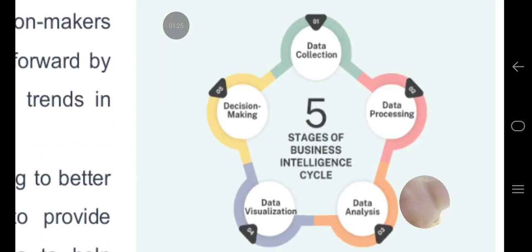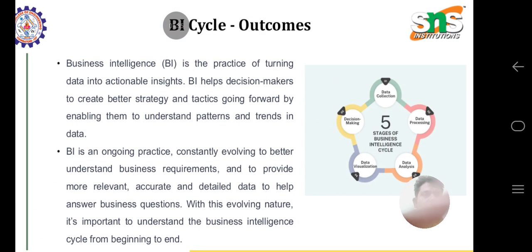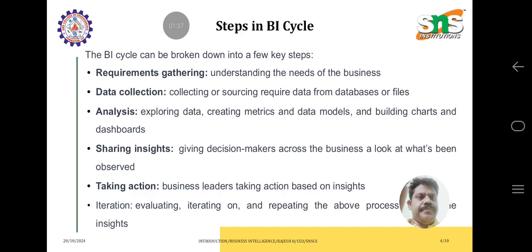If you look at the diagram, you can see the 5 stages in the business intelligence cycle: data collection, data processing, data analysis, data visualization, and decision making. The steps included in the business intelligence cycle are, there are totally 6 steps.